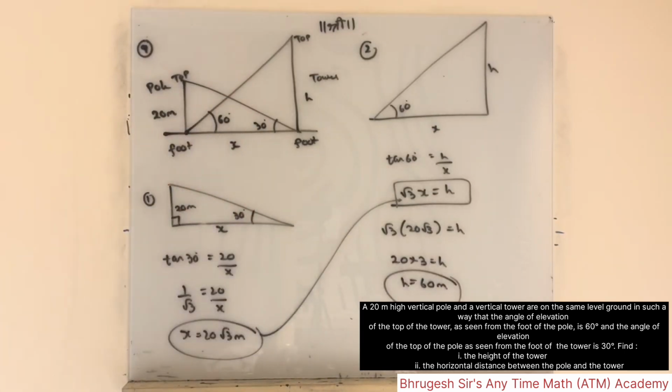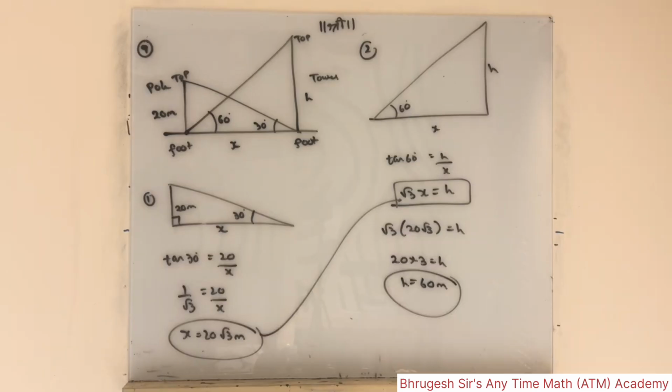Hope you have understood very well. In place of x, I substituted 20 root 3. So 20 root 3 into root 3, so 20 into 3, 60 meters. Hope you have understood very well. Please go through all the sums properly. Try to solve on your own. This time is very essential.